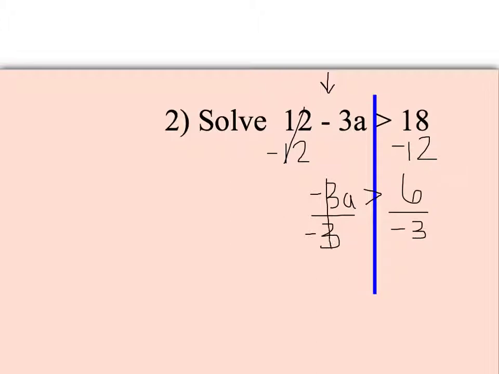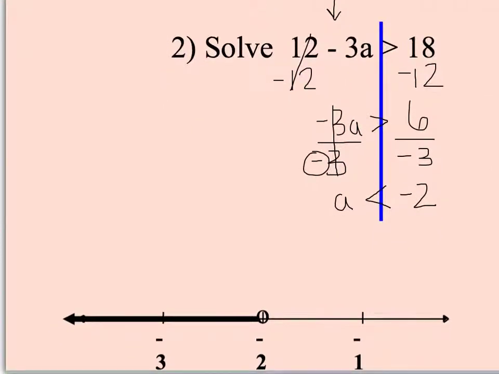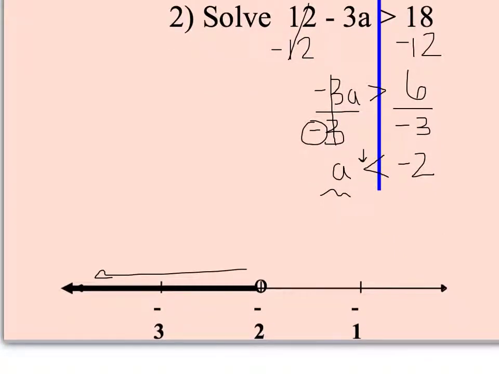Negative 3 divided by negative 3 is just a, and because I divided by a negative, I need to flip my sign, so it becomes less than. And then 6 divided by negative 3 is negative 2. After I do that, I want to graph it. So I'm going to do an open circle at negative 2, and then because a is less than that, I'm going to go less than. So we have a graph that looks like that.